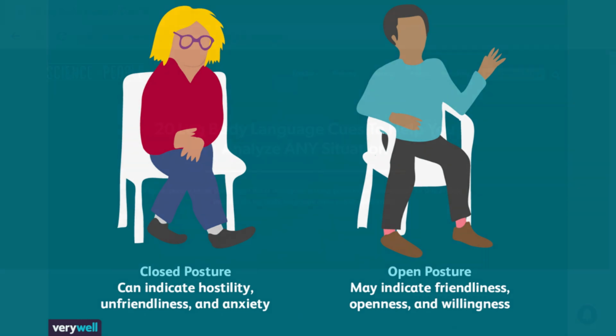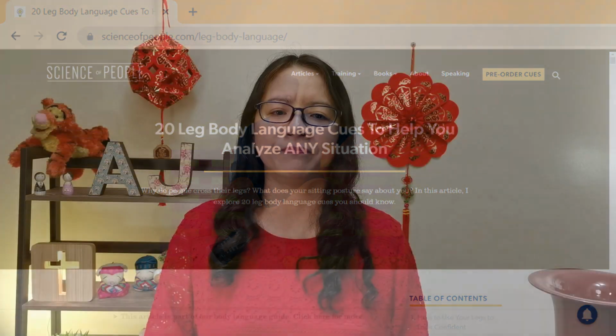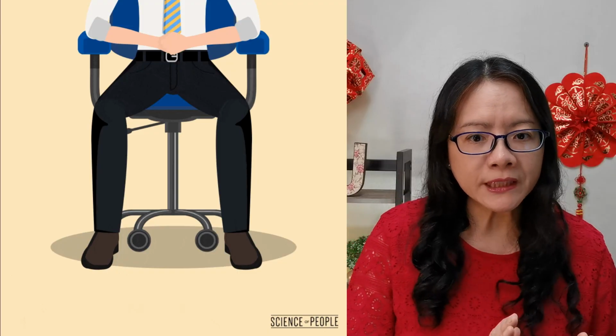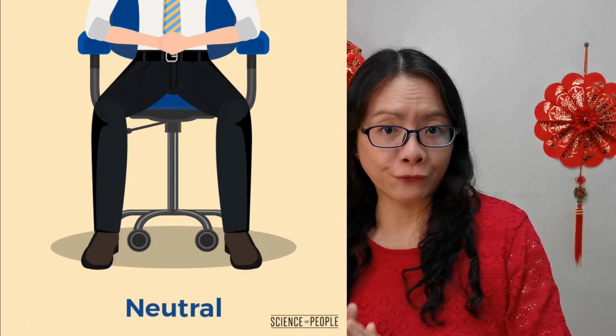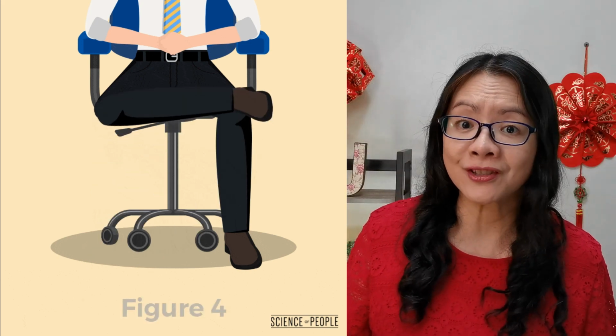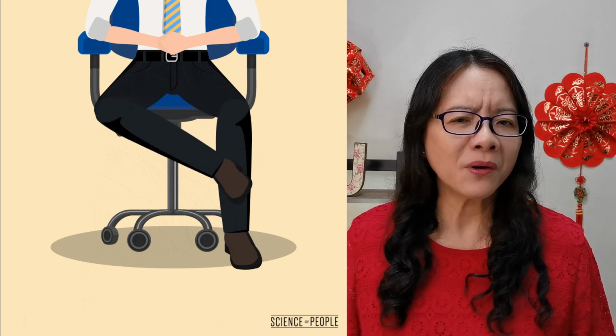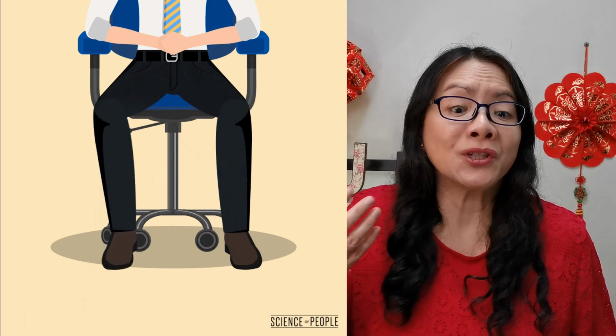You can also check out www.scienceofpeople.com/leg-body-language. There, the author talks about different leg postures. Look at this picture, from neutral position to figure 4. Figure 4 would indicate a person feels argumentative or competitive. So the way someone sits connotes something.